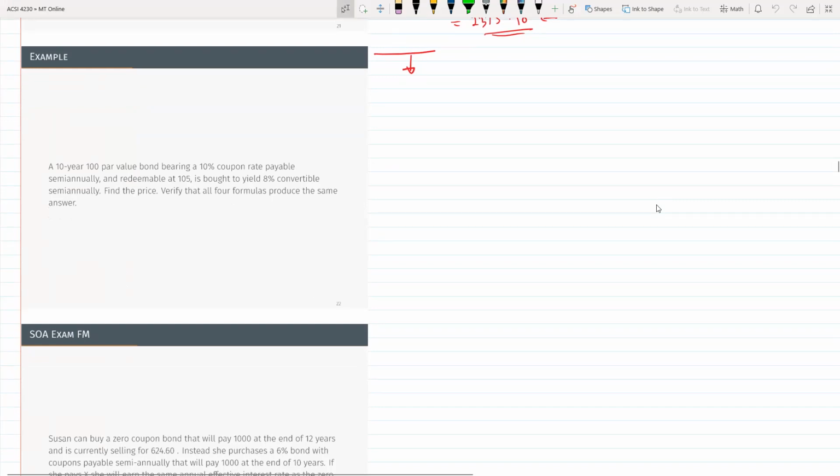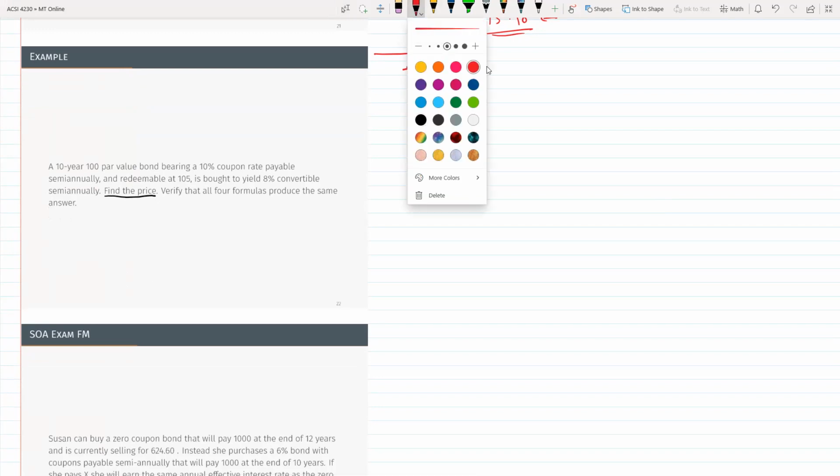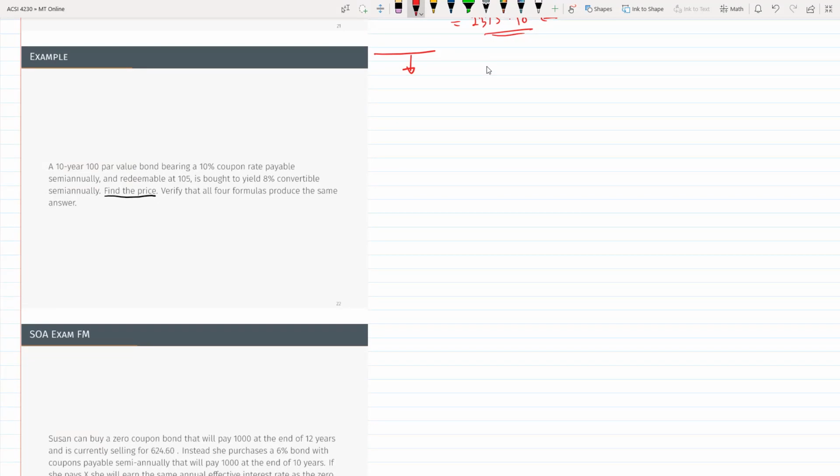A 10-year 1,000 par value bond bearing 10% coupon rate payable semi-annual and redeemable at 105 is bought to yield 8% convertible semi-annual. Find the price, verify that all formulas produce the same answer. So in this example, I'm going to use one formula, and then you can try to use the other formulas. Remember, we learned 4 different formulas. So let's write down what we see here.